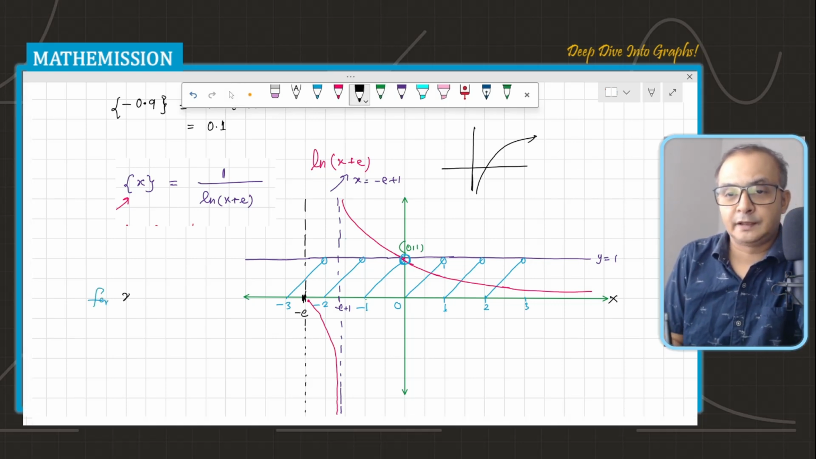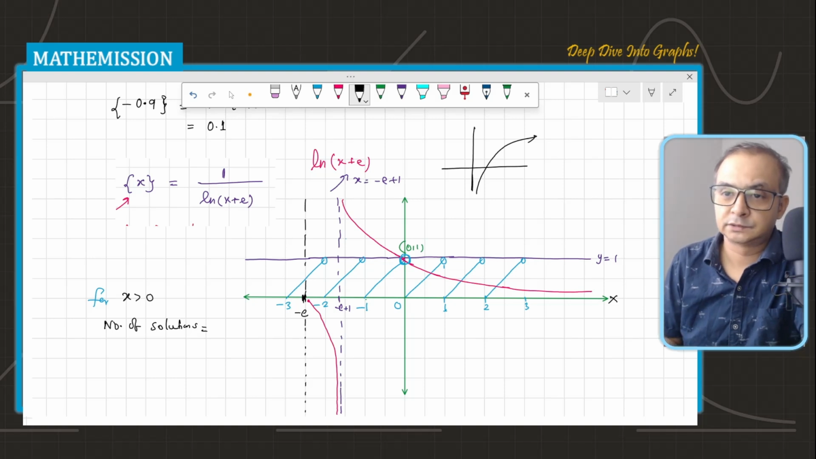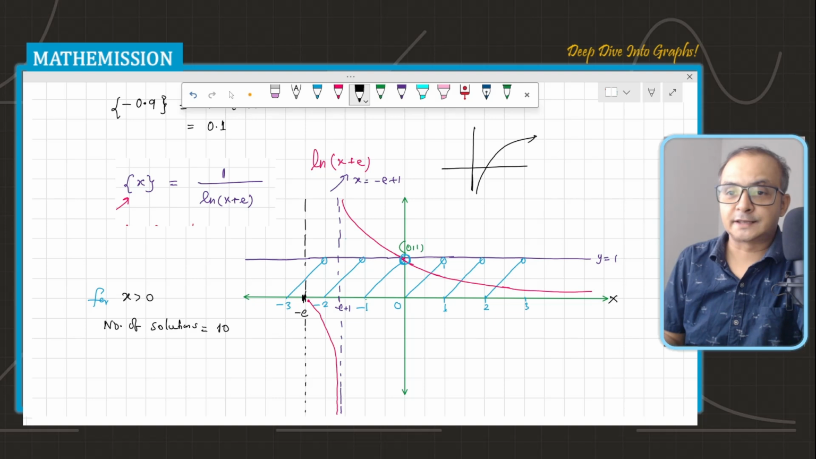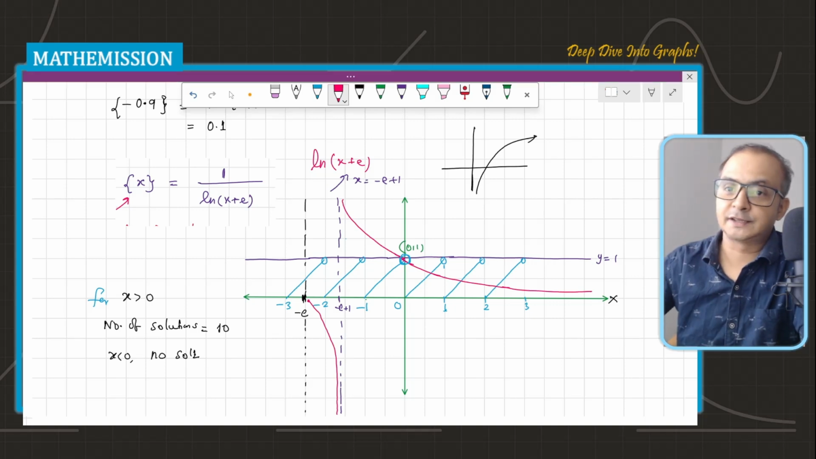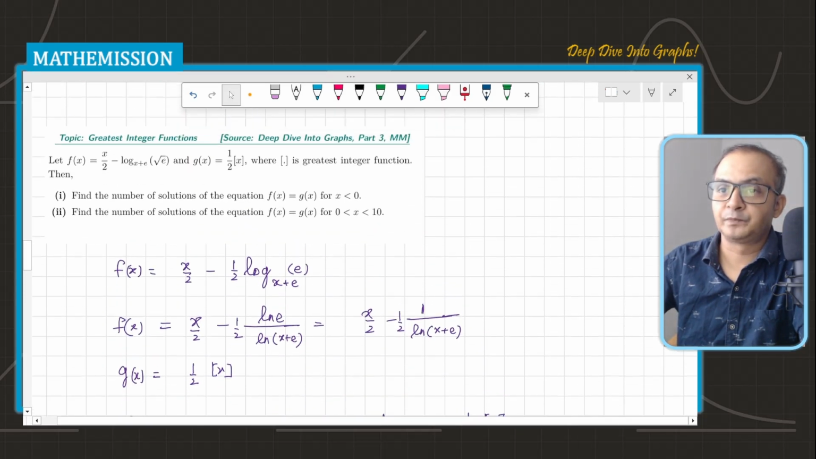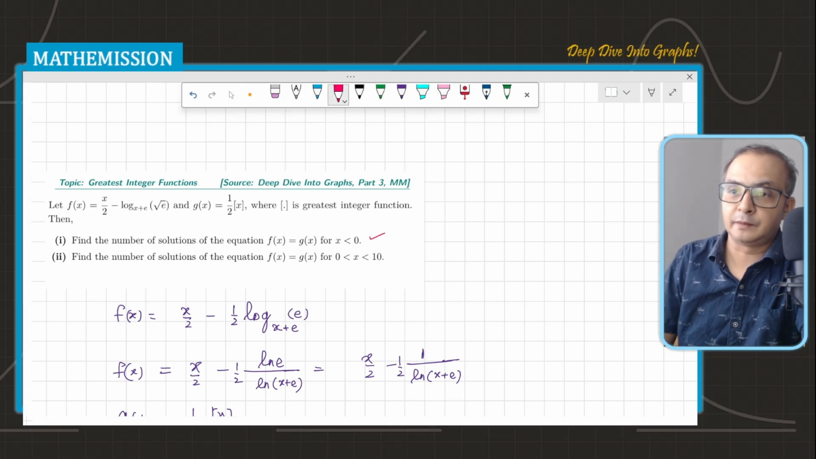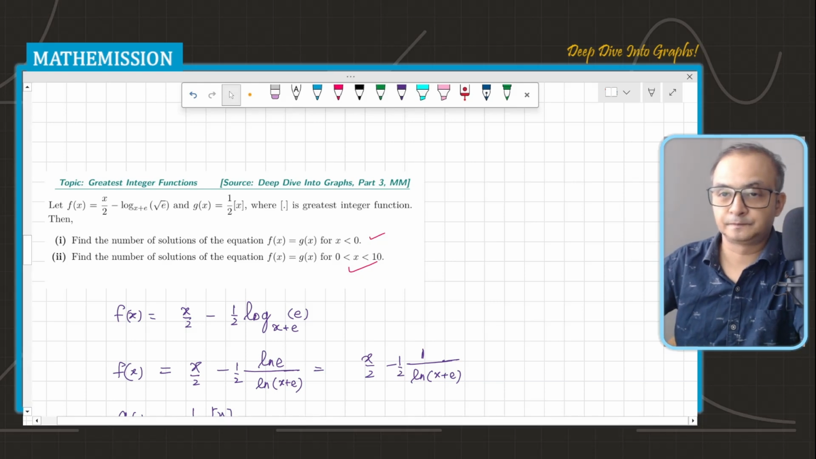the number of solutions will be 10. For x less than 0, there is no solution, because the graph is starting from here and going down, and this is not intersected by any part of the fraction part of x. Therefore, the correct answer for the first part of the question is no solution, and for the second part, there are 10 solutions.